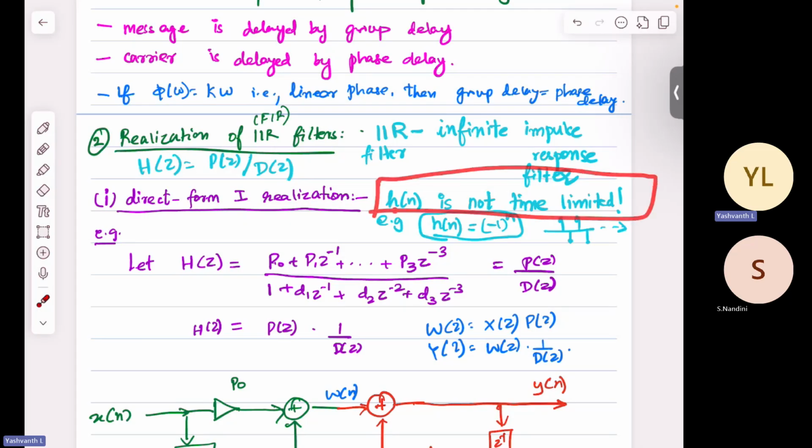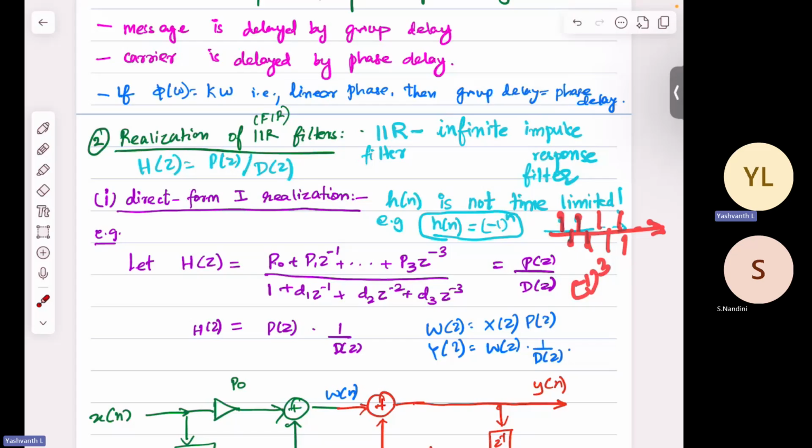h of n is not time limited. For example, if we say h of n equals minus 1 power n, then for n equal to 0 you have plus 1, for n equals 1 minus 1, for n equals 2 plus 1, for n equals 3, minus 1 power 3 is minus 1. So it keeps on alternating between plus and minus 1 and keeps on going. It doesn't stop at some point because n keeps on going. For every n, you have some non-zero value. So this system, whose impulse response is minus 1 power n, is said to be an IIR filter.